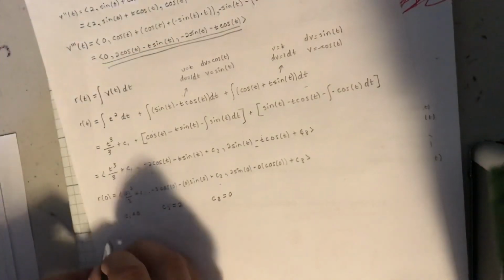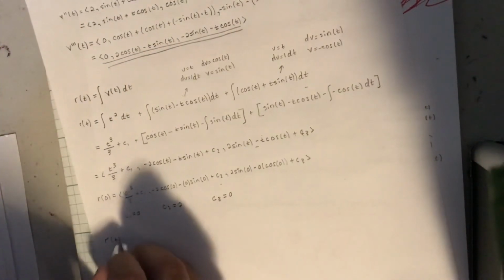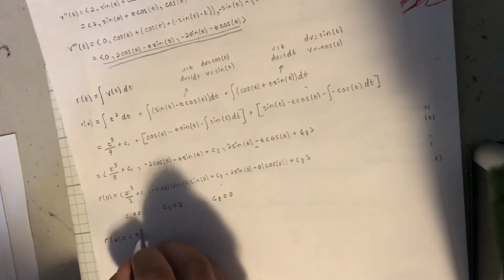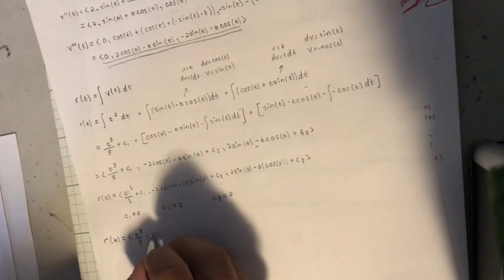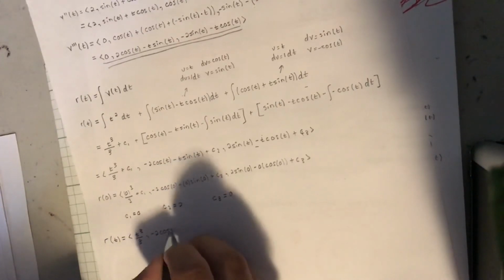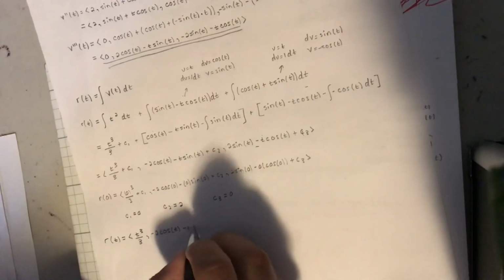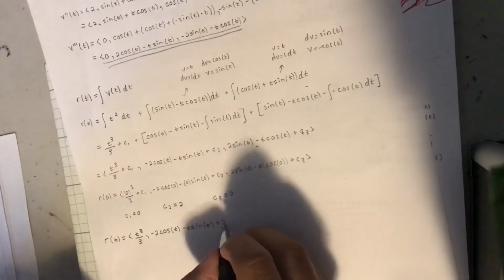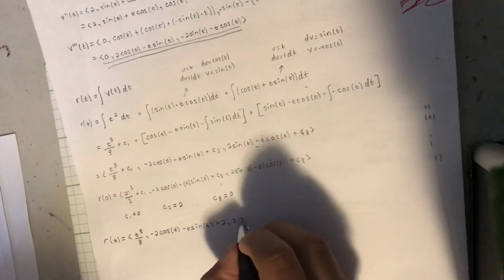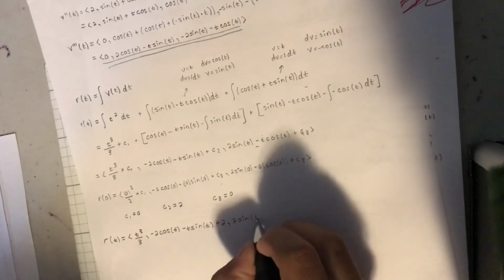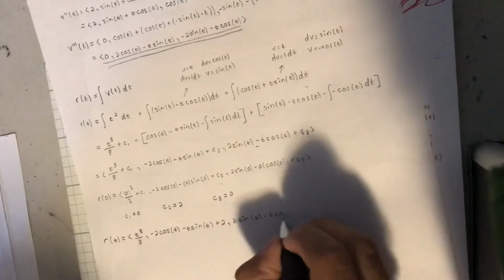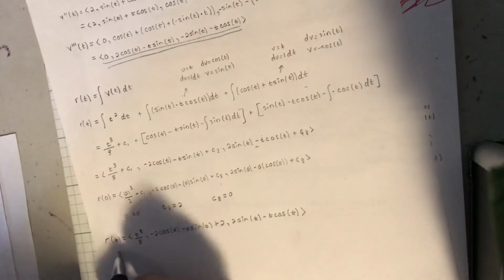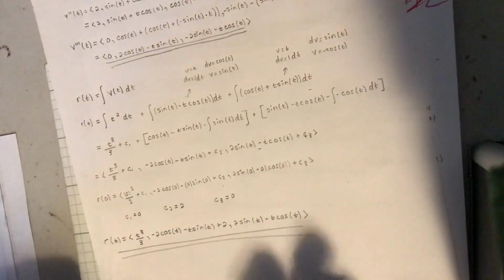So finally our position vector is t cubed over 3, negative 2 cosine t minus t sine t plus 2, and then we get 2 sine of t minus t cosine of t, and that solves for the position vector.